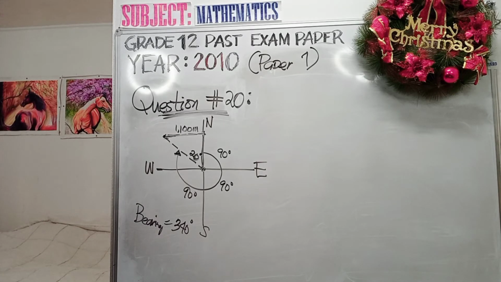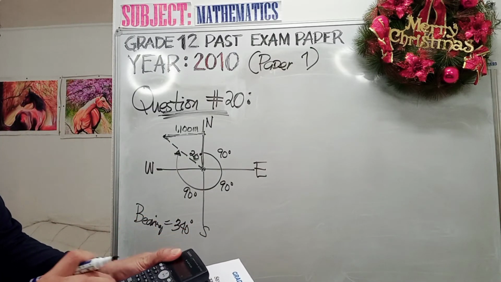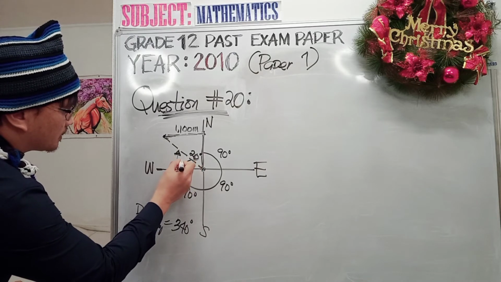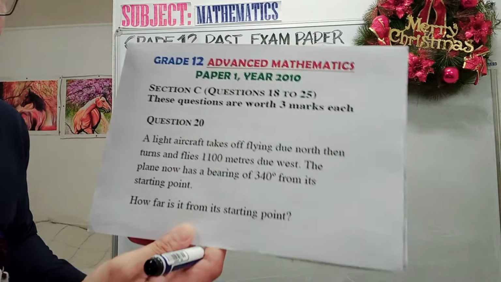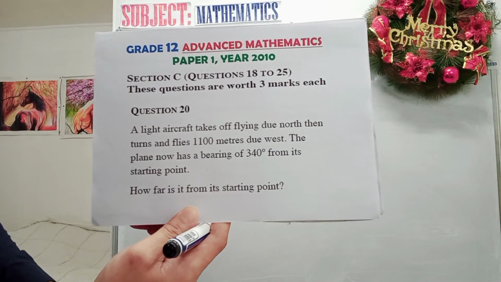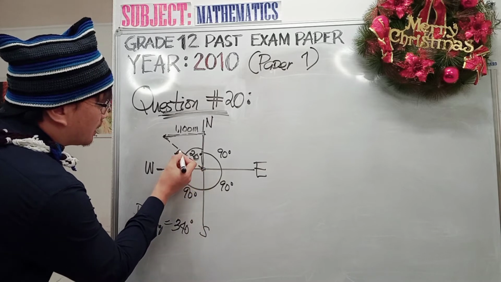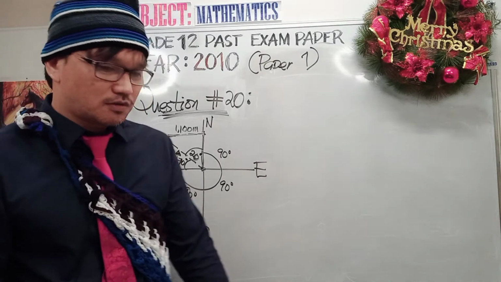With the use of your scientific calculator, you can say 340 minus 270. So this angle here is 70 degrees, while this one is 20 degrees. Because you are allowed to use the calculator, it is easy for you to find. The question now is, how far is it from its starting point? This is the starting point, and this broken line is the distance, and that is the question of the problem.